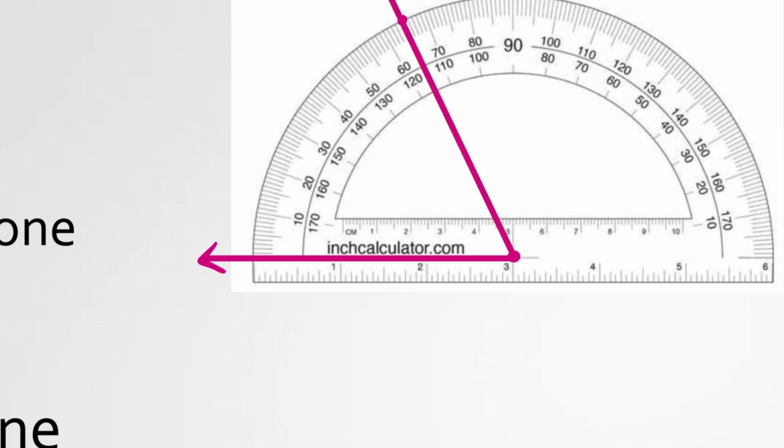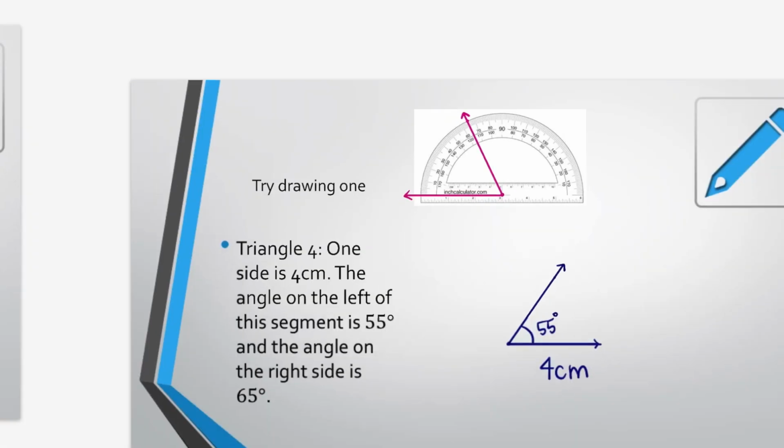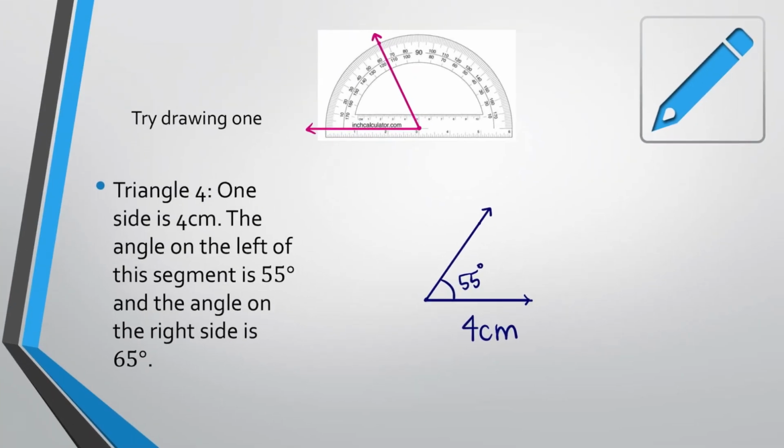Let's try that again. I want to make my lines pretty. There we go. And then I'm going to copy this down. I'm going to put that on the other end, and I know that this is 65 degrees. And I see that they connect right here. So that would be my triangle.